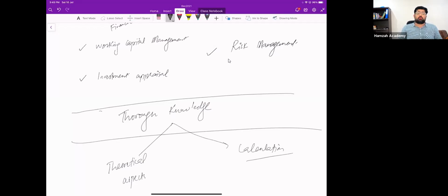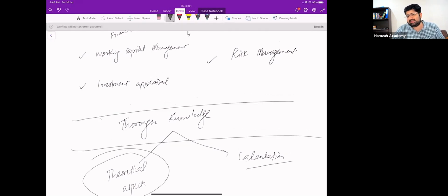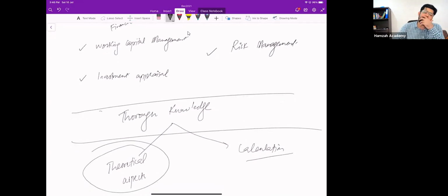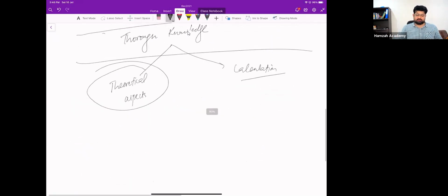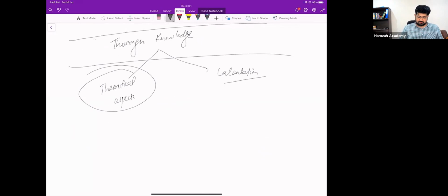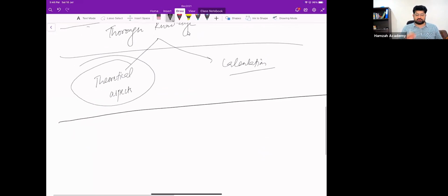But the problem is, why do students fail? The majority of students fail because they don't focus on this part. They think F9 financial management is a purely calculation-based subject, and hence they are wrong. So thorough knowledge of the subject is required. Let us proceed further.